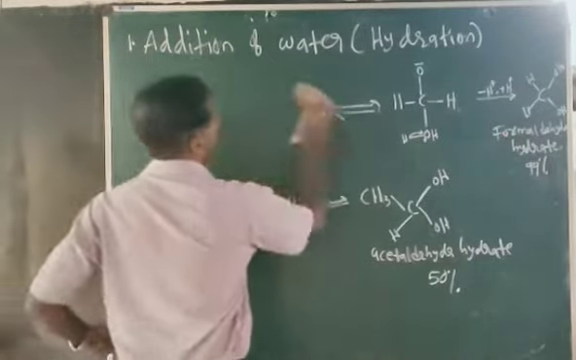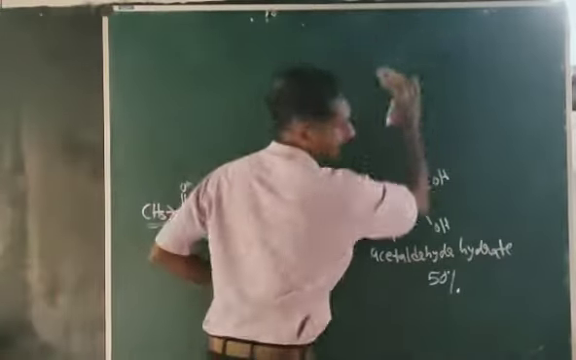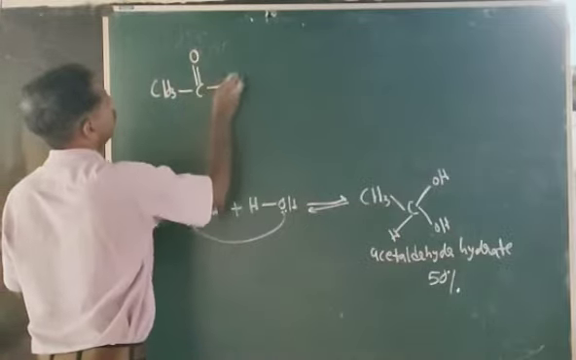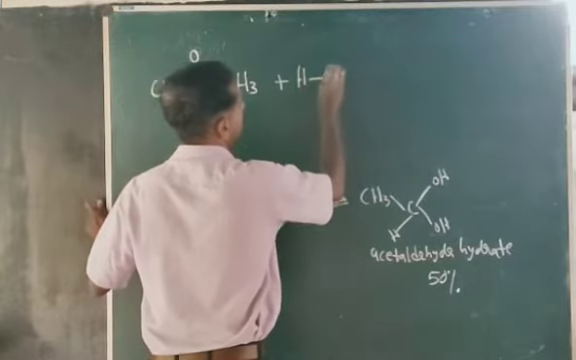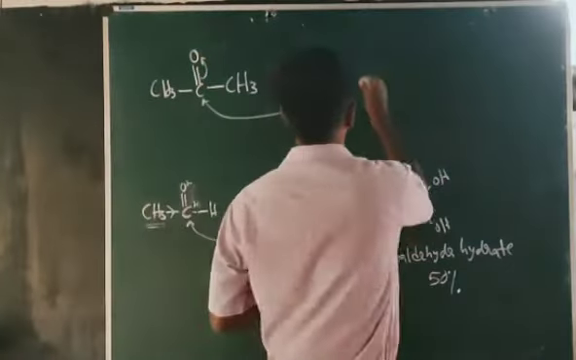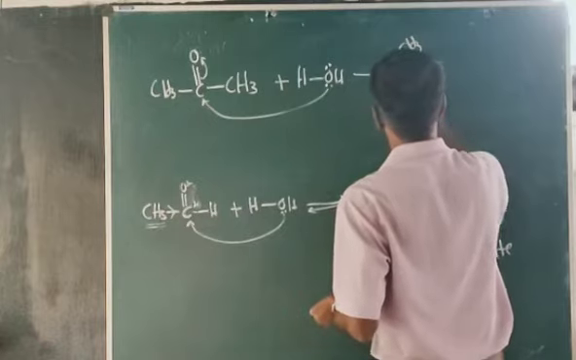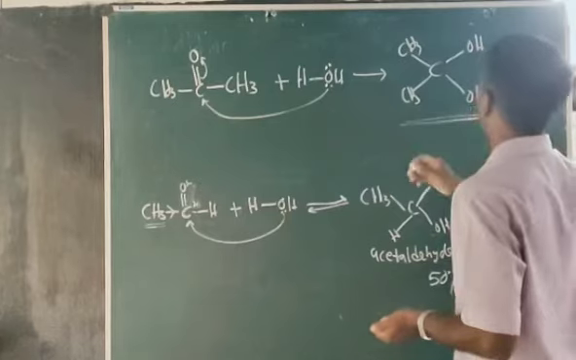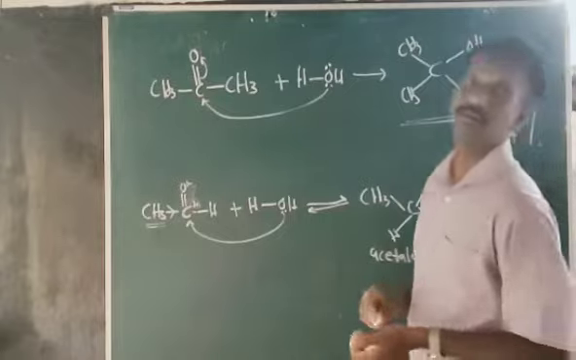Now we are taking a ketone. Let us take acetone, CH3, CO, CH3. Acetone again reacts with HOH, same reaction. The nucleophile attacks, and what do we get? You can see here CH3 and one more CH3. Here it will become OH, and here also OH. The yield of this product is only 0.14%. What is the reason?